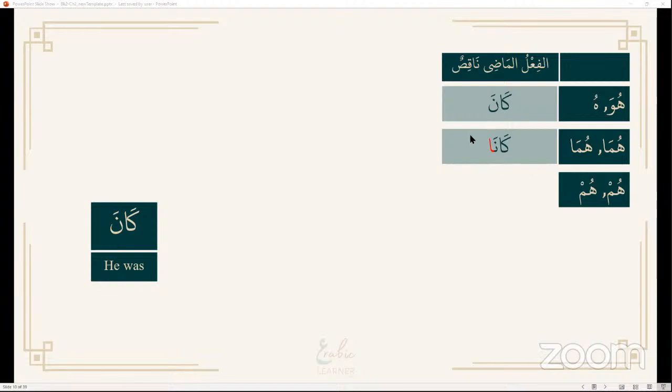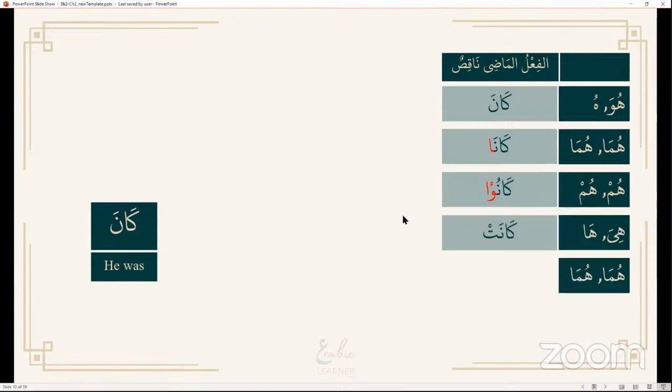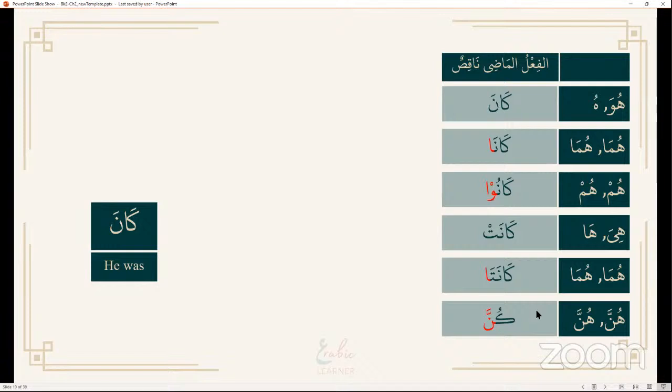So kana, kana, kanu. Again, waw is ismu kana. Then kanat. This is mustatir, the ismu kana is mustatir here. In this Hiya version also, ismu kana is mustatir. Kanata. Then from hunna, things change. Always from hunna they change. So here it becomes kunna. It's very different. So naqis, inshallah, you will know more details in the surf class sessions.